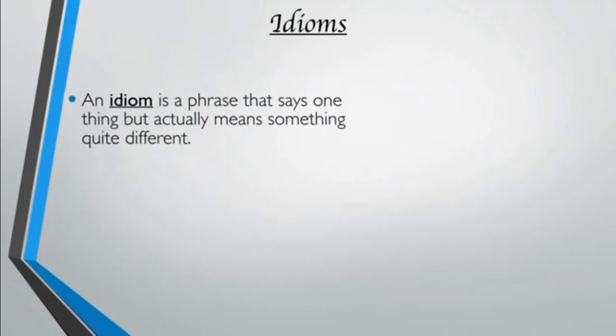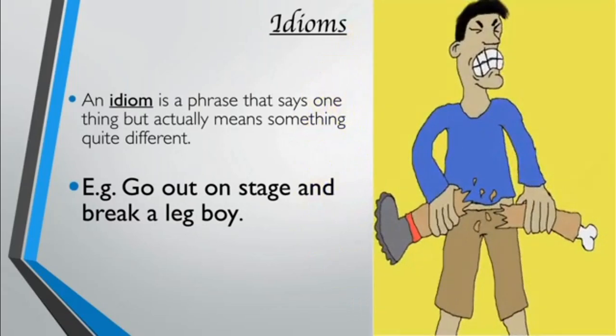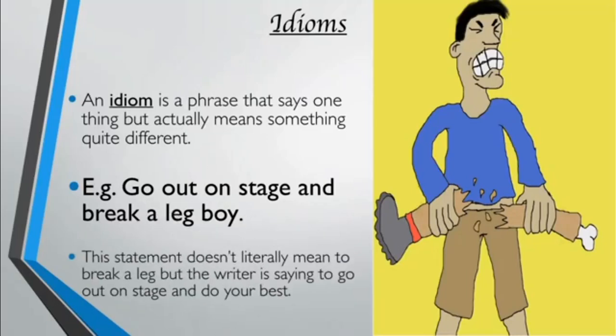Idioms. Let's find out what are idioms. An idiom is a phrase that says one thing but actually means something quite different. For example, go out on stage and break a leg, boy. Now, do you think the author really means to go and break a leg as you see in the picture there? No. This statement doesn't literally mean to go break a leg, but the writer is saying to go out on stage and do your best, please the crowd.